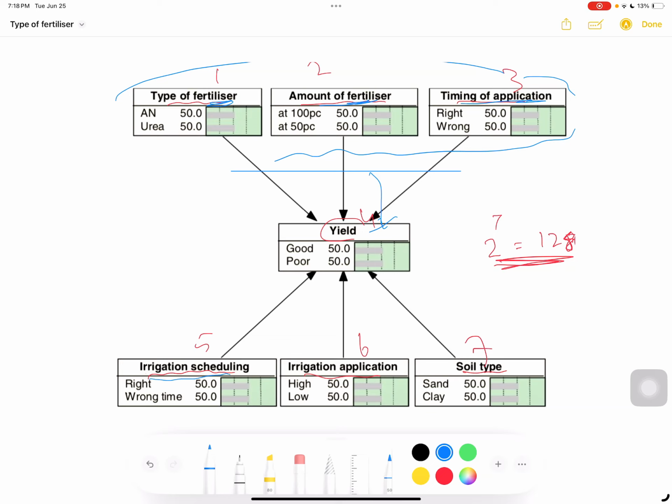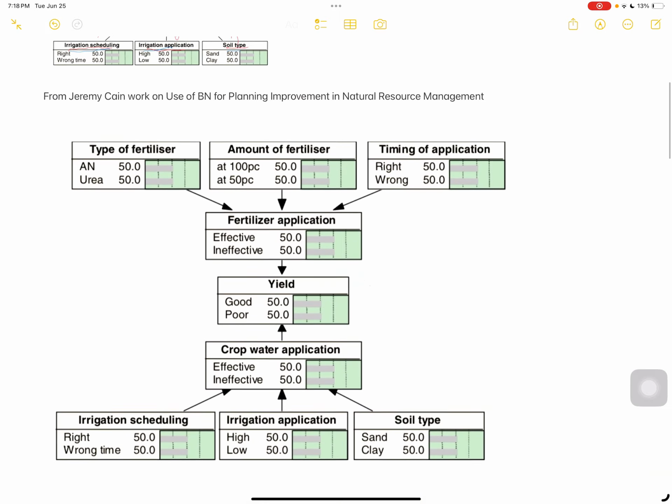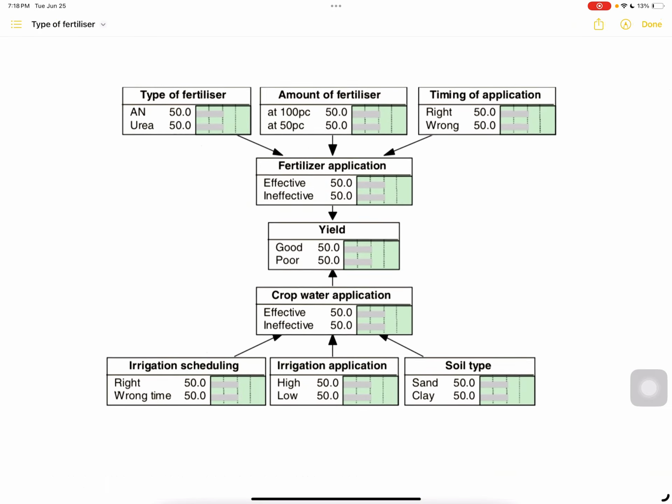Again, irrigation scheduling, irrigation application, and soil type. These are very similar kinds of variables. Again, I can develop an intermediate synthetic node here, take all these 3 inputs into that node, and then take out one output to the yield. This is what I'm trying to explain to you here.